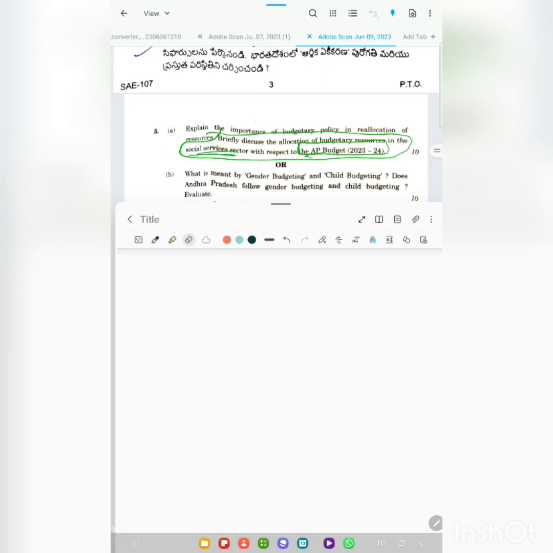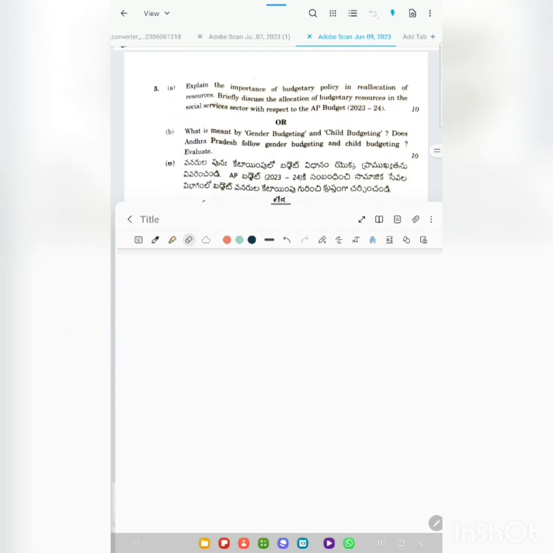Okay, as far as my approach was concerned, I didn't have any kind of numbers regarding the budgetary allocations. Unfortunately, I couldn't revise them, so I was very underconfident of starting this question because of this. But if you have good facts, this is the easiest question to score the maximum marks. Why? Because he just asked us to explain the importance of budgetary policy, which is a very easy question. But due to lack of facts, I had to choose 5B.